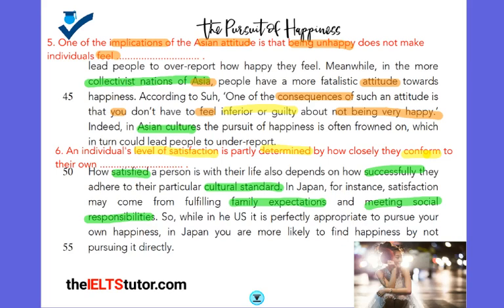Okay, so an individual's level of satisfaction is partly determined by what? How closely they conform to something. So, level of satisfaction, how satisfied a person is. I think I've just pointed you in the right direction. How satisfied a person is has the same meaning as an individual's level of satisfaction. Partly determined also depends on. Okay, determine has the same meaning as depends on.